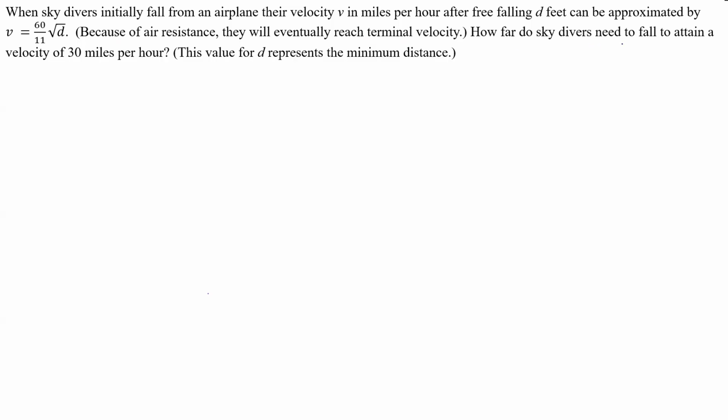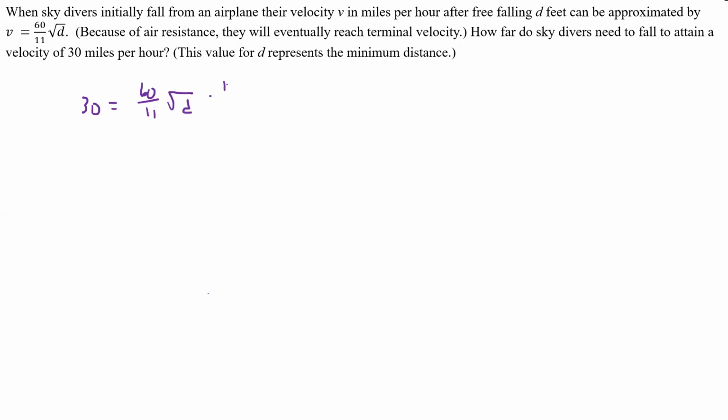Now, how far do skydivers need to fall to attain a velocity of 30 miles per hour? This is the value for d, and it represents the minimum distance. All right, so what we want is v is 30, so we're going to say 30 equals 60 over 11 square root of d. Let's erase that and start over here.